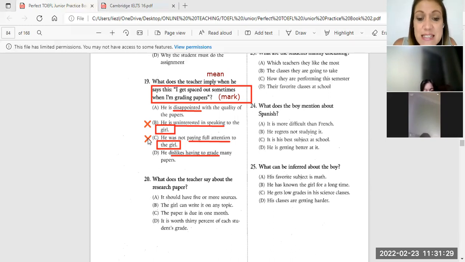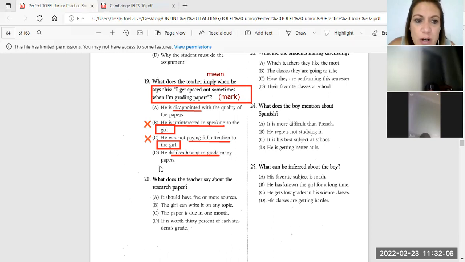A says disappointed. D says he dislikes having to grade the papers. Disappointed means he's not satisfied with the quality of the work. But here he's saying, I get spaced out. So he's talking about himself. He's not talking about the papers and the quality. What do you think the answer is here? What does he mean? Is it A or D? He dislikes having to grade papers.